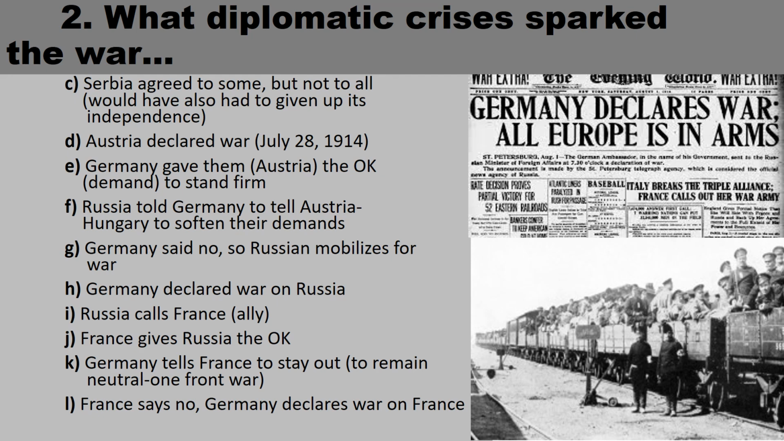They have a long way to go to get to what they would refer to as the Eastern Front. But because Russia starts to mobilize for war, Germany declares war on Russia. Russia pulls its string with France, their ally. France gives Russia the okay and pretty much tells them they're in. Germany tells France they better stay out. The reason for that was Germany was hoping to just keep this a one-front war, realizing if you look at the map, Germany's got France on one side, Russia on the other. France says no, and so Germany will declare war on France.